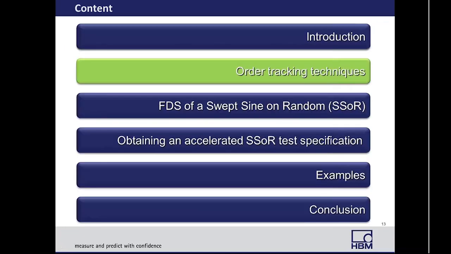So the first task is to identify dominant orders, which are harmonic in nature and are therefore similar to sine sweeps. We will extract these orders and subtract them from the rest of the signal. This will give the random part of the sine on random. Various order extraction techniques exist, and we'll have a look at three of them.